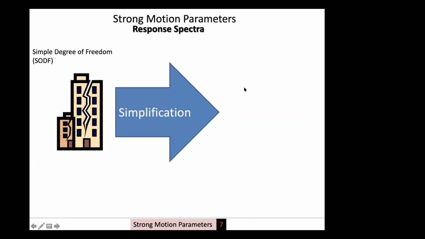So the other strong motion parameter is called response spectra. I said that our buildings are affected by earthquakes, and structural engineers or earthquake engineers expect the loading condition to be provided by engineering seismologists. So one of the most important parameters that we can estimate is called response spectra.